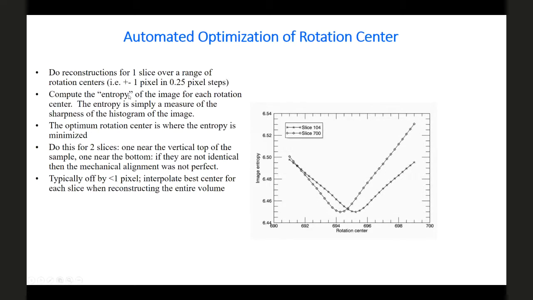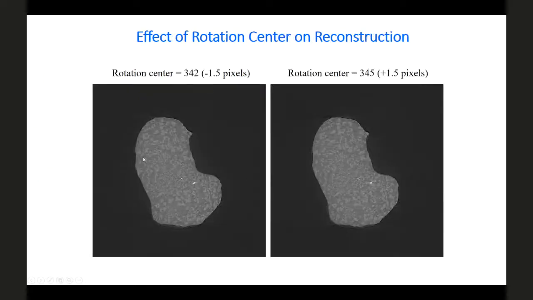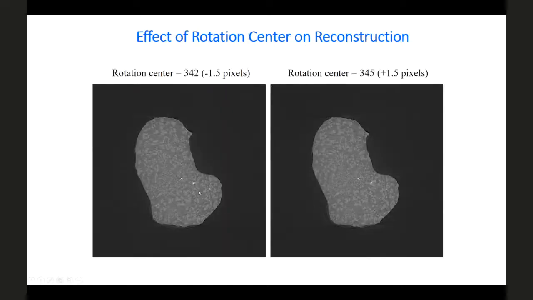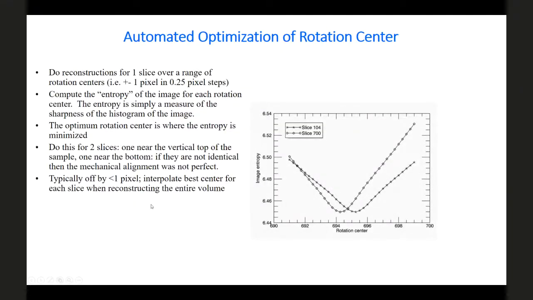But actually, I've got software now that can do this in an automated way by using a figure of merit called the entropy. So if you reconstruct this image and you measure the entropy of the image, the entropy is basically just telling you how sharp the histogram is. So you take a histogram of these images, and you compute a figure of merit based on that, basically just the log of the sum of the log of the intensities of the histogram. You get something called the entropy, and this is now plotting for two slices, one near the top of the sample and one near the bottom of the sample, what the entropy looks like as a function of rotation center. And you see that it goes through a clear minimum for both slices.